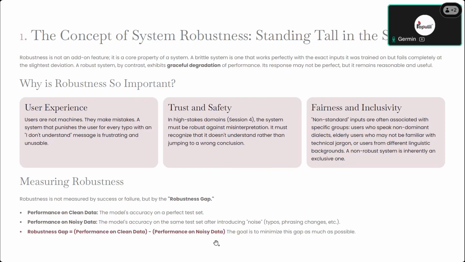And this gap tells us how sensitive the model is to real world imperfections. So the smaller the gap, the more robust the system is. So our goal is clear, to minimize the robustness gap as much as possible. So the chatbot performs almost equally well in both clean and noisy conditions. So this is about robustness. Look at this slide.